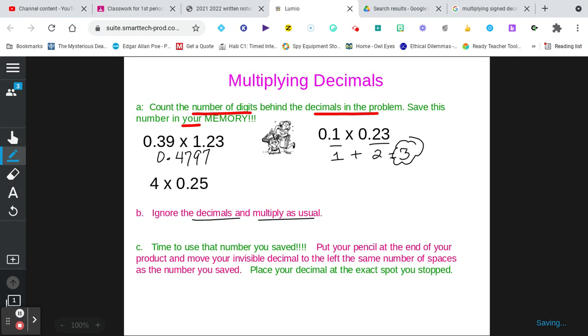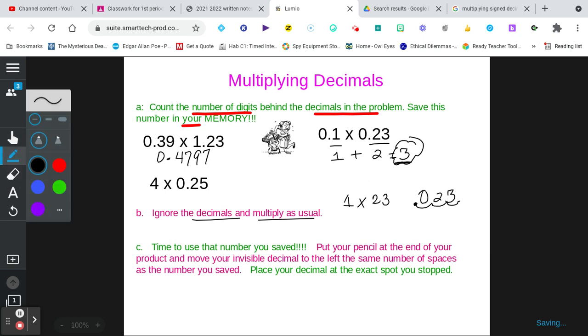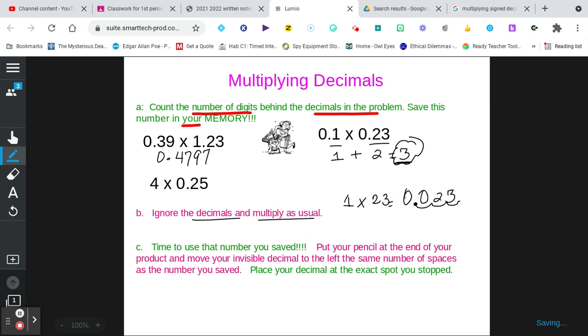So I'm looking at it as 0.1. It's just going to be 1 times, instead of 0.23, 1 times 23. And we all know that 23 times 1 is 23. So now I've committed 3 to memory, right? I put my pencil at the end and move 1, 2, 3 spaces. But you see you have an empty spot, so put a 0. Put a 0 in any empty spaces that you see, and you're allowed to add a 0 in front of that. So this new number is simply 23 thousandths. That's all you do. It's just that simple.